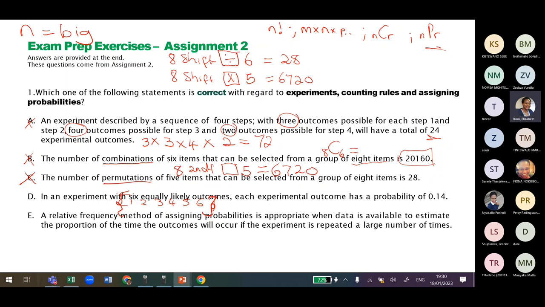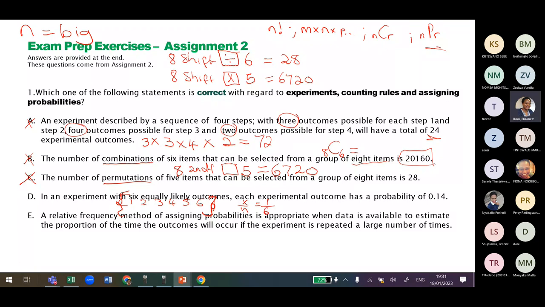To calculate the probability of getting a 1, it's X over N. Calculate the probability of getting a 2, it's X over N. Calculate the probability of getting a 3, it's X over N. So there is only one outcome that you count, right? So therefore it will be 1 over 6 for every one of them.